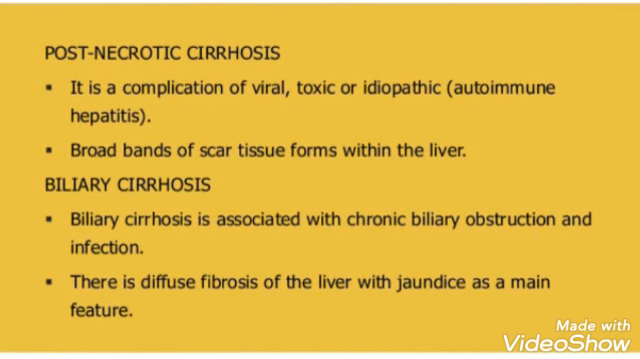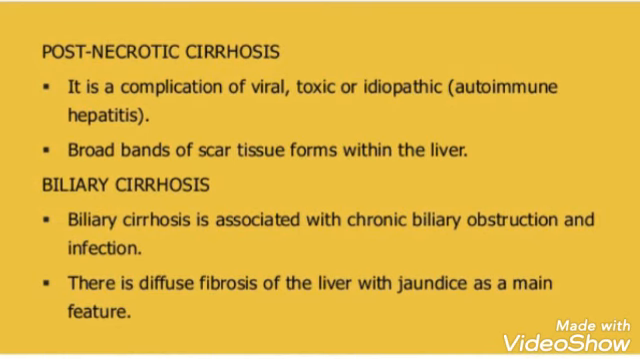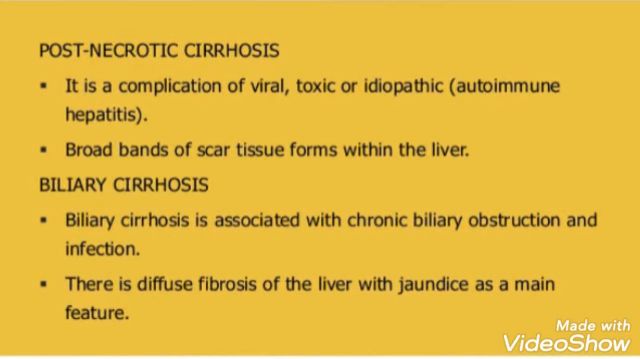The second one is post-necrotic cirrhosis. It is a complication of viral, toxic, or idiopathic conditions. Broad bands of scar tissue form within the liver. Post-necrotic means after any disease condition. So when the person gets a chronic illness, due to those conditions also the person can have cirrhosis of the liver. Those include any viral infections or toxic or idiopathic conditions like autoimmune hepatitis and so on.